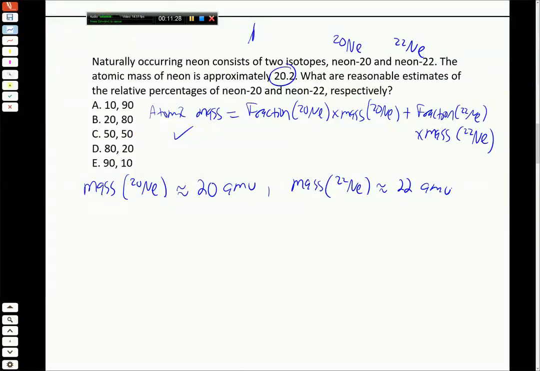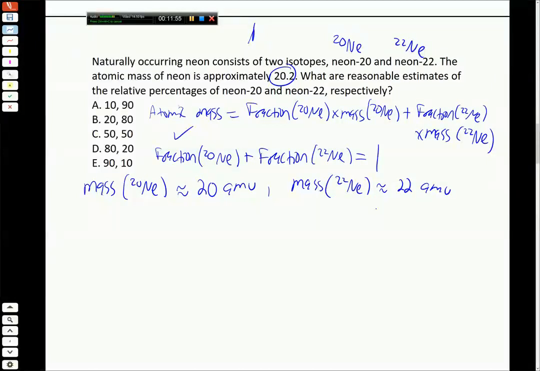And then finally we have to keep in mind that the sum of the fractions, so the second equation, is really going to be that the fraction of neon 20 plus the fraction of neon 22, the sum of those, has to be equal to 1. There's only two isotopes. Alright, so we have two equations, two unknowns, and we have the masses here.